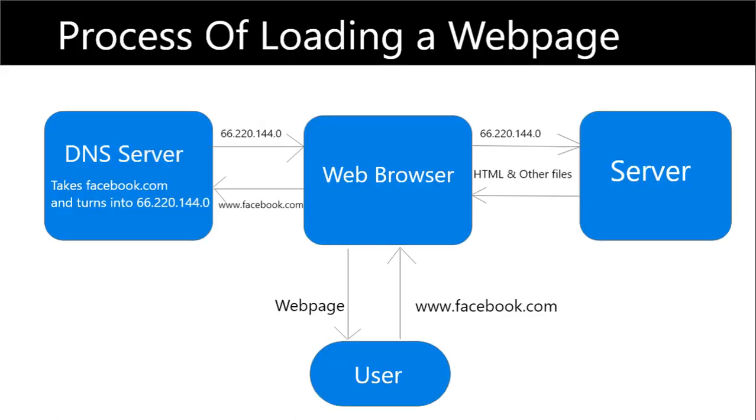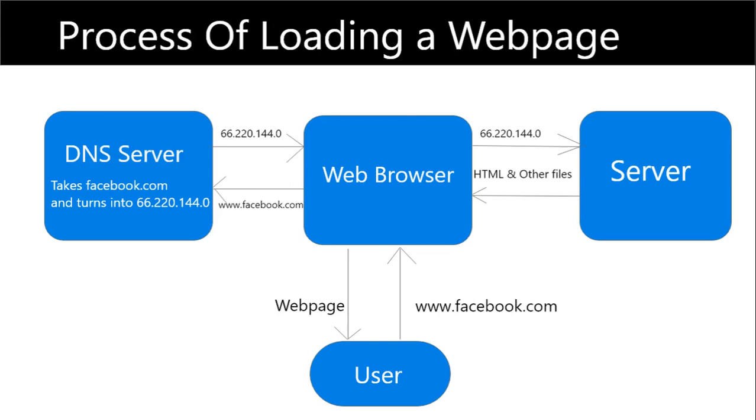Now let's discuss the process of how a web page actually loads, using what we have discussed in the previous slides. Let's say a user types in https://www.facebook.com in a web browser. That web browser might be Chrome, Firefox, Safari or anything. Now the DNS server looks at this domain name and maps it to the IP address.